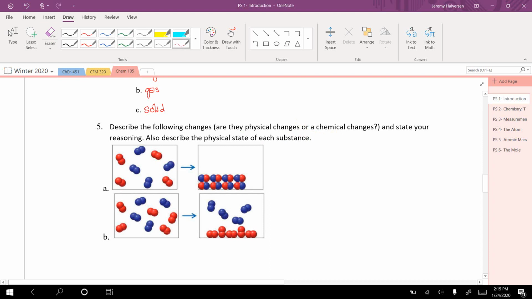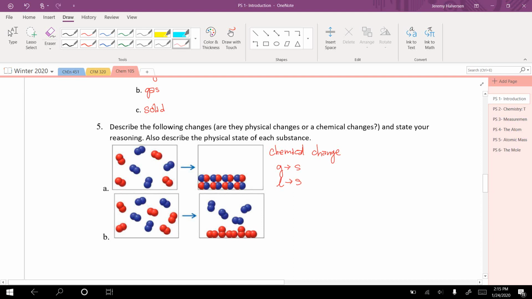So if we just look at these, we could say, all right, so here we have reds with reds and blues with blues, and then we switch to red and blue mixed. So that would be a chemical change. And then in addition to that, it wants the state of matter. So it's pretty obvious that it goes to a solid, but we could say that this is a gas to a solid. We could probably also argue it's a liquid to a solid, kind of like I was talking before.